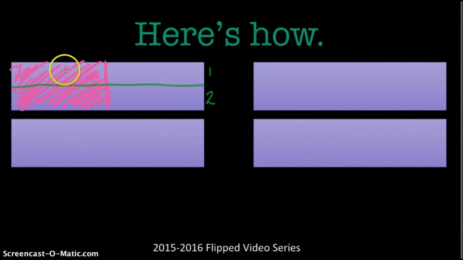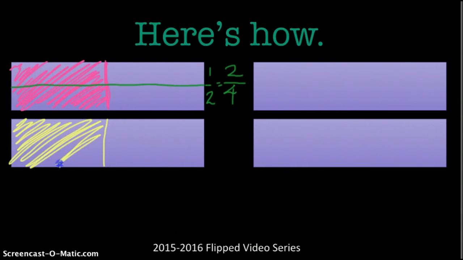So I now have two shaded pieces out of 1, 2, 3, and 4. Therefore, 1/2 is also equal to 2/4. I can do the same down here. I can think of a different way to divide this 1/2 to create an equivalent fraction.